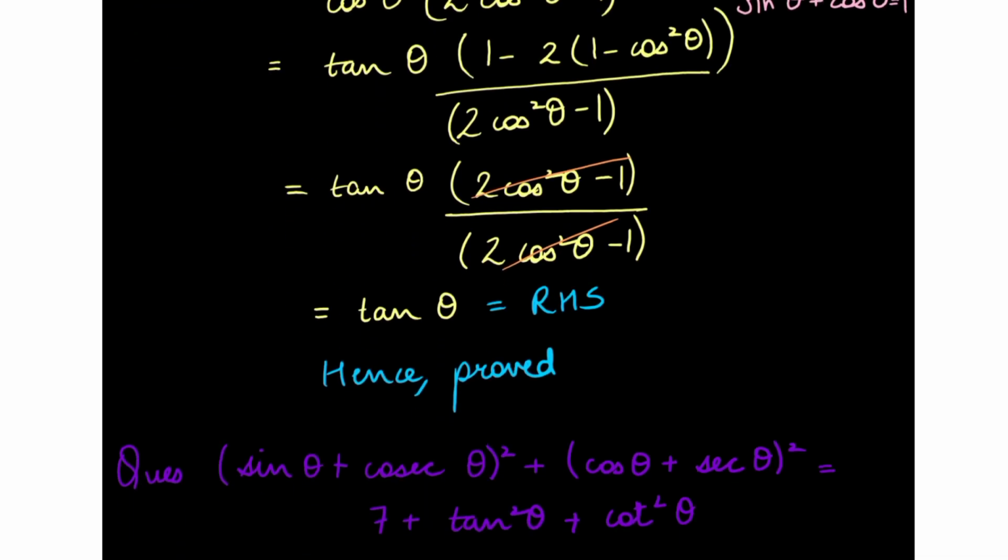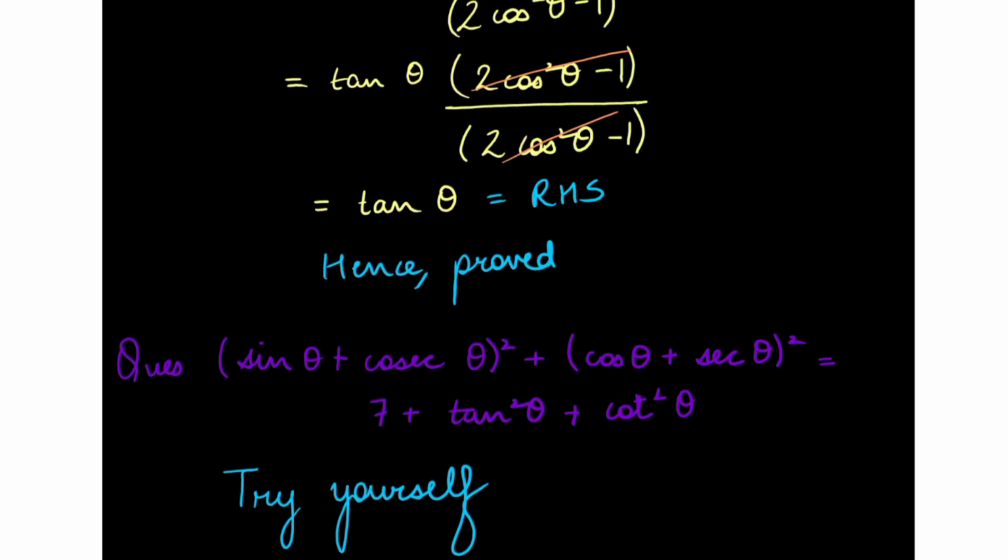Next question is (sin theta plus cosecant theta) whole square plus (cos theta plus secant theta) whole square is equal to 7 plus tan square theta plus cot square theta. This you can try by yourself. It is a really simple question. Just apply the identity (a plus b) whole square is equal to a square plus b square plus 2ab, and then you can simply use the 3 trigonometric identities that we have done, and you will be able to reach the answer very easily.